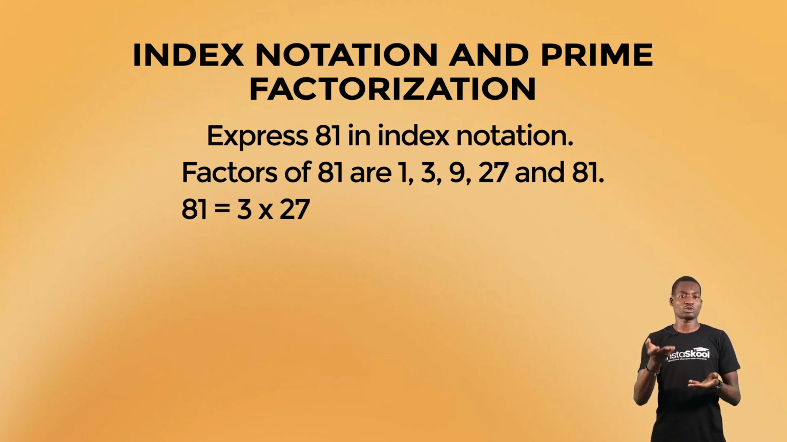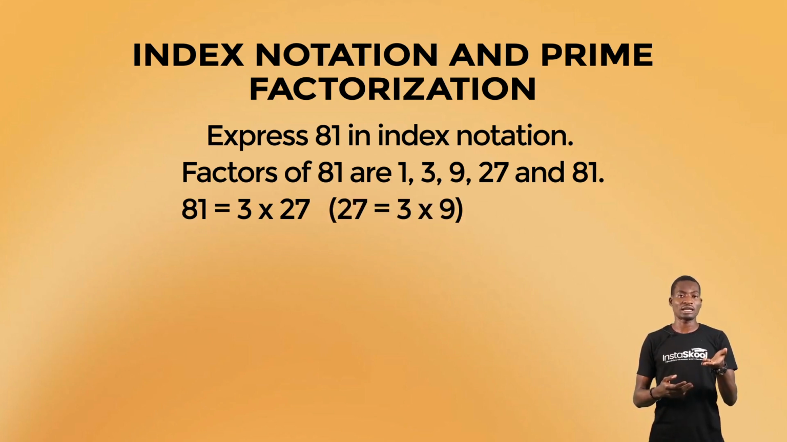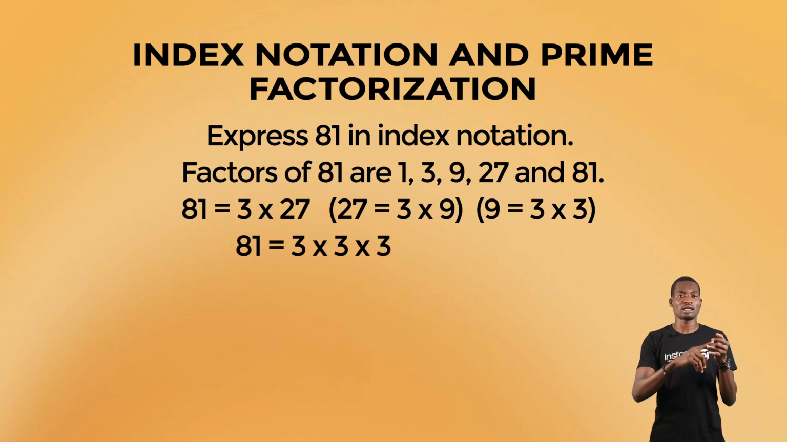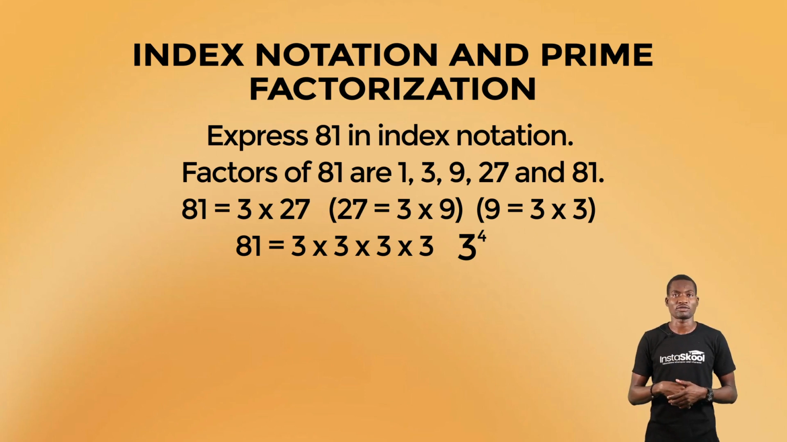Now we need to also break down 27 into its own factors, and that gives us 3 and another 9. We also need to break down 9 into its own factors, that is 3 times 3. So we therefore arrive at 3 times 3 times 3 times 3, giving 81, and that is 4 3's, and that gives us 3 raised to the power of 4. So 81 simply means 3 raised to the power of 4.